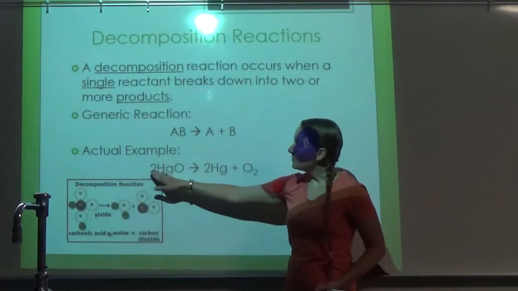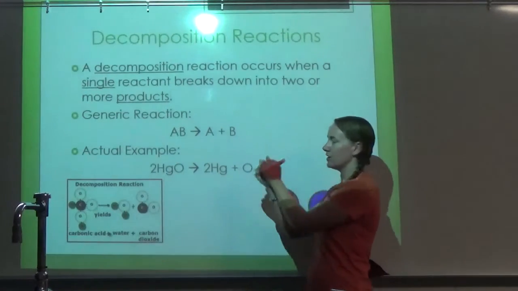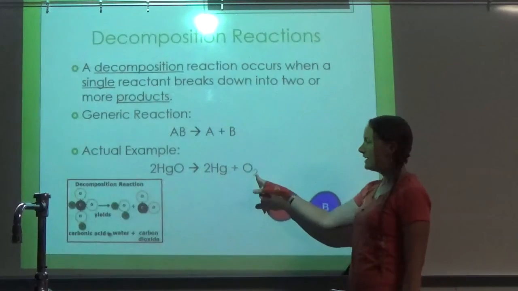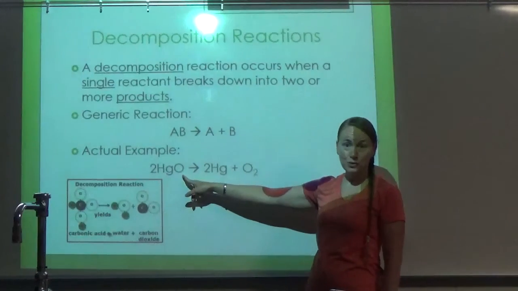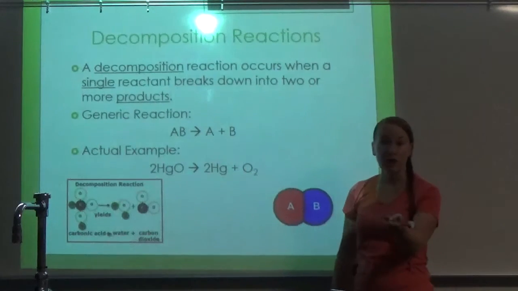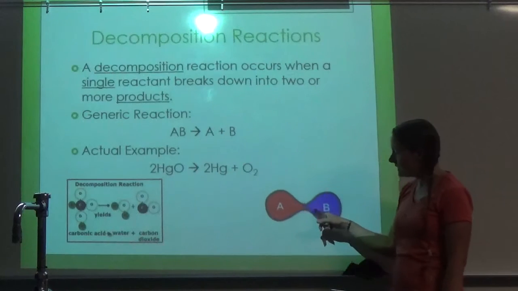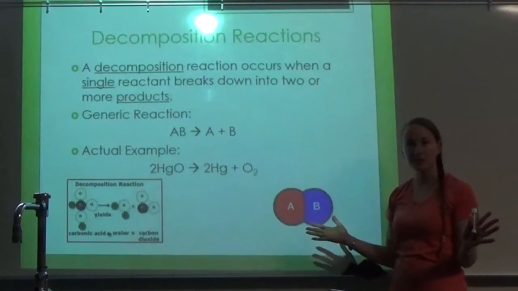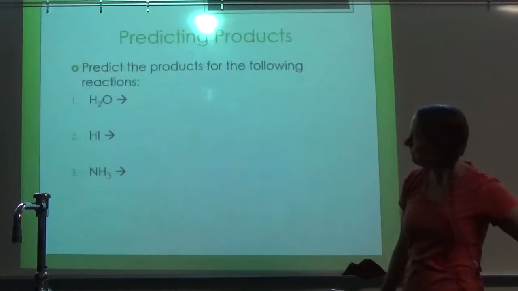So here's an actual example. We have mercury and oxygen bonded together, and then here they separate. Okay, and again, you have to be careful of those diatomics. Oxygen doesn't have the 2 here, but when it's by itself, it does have the 2. I'll remind you what those diatomics are in just a second. So here AB is together, and then it splits apart. That's a decomposition reaction. Alright, so let's look at some.